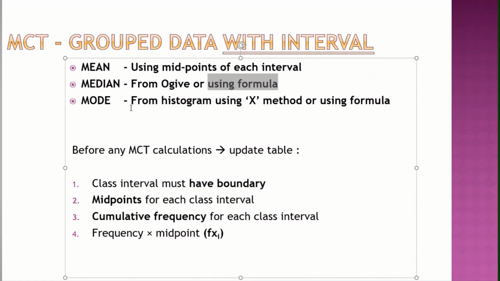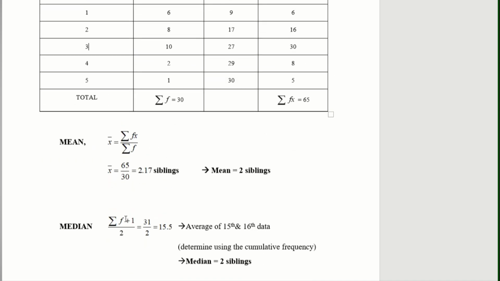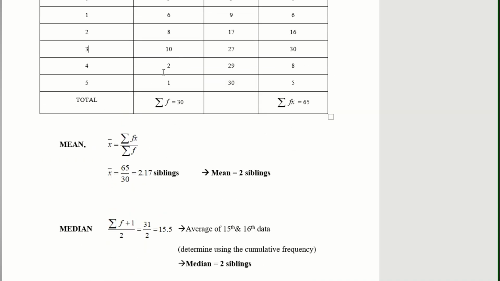Using mode, there are also two ways to find mode. If you're going to use graph, we will find it from the histogram, and I'll teach you later how to draw it and how to estimate mode from there. Another way is using formula. Earlier, with group data without intervals, how did you find mode? Highest frequency, my mode is 3, correct? Now it is different. You still look for the highest frequency, but you need to apply a formula because here there will be intervals.